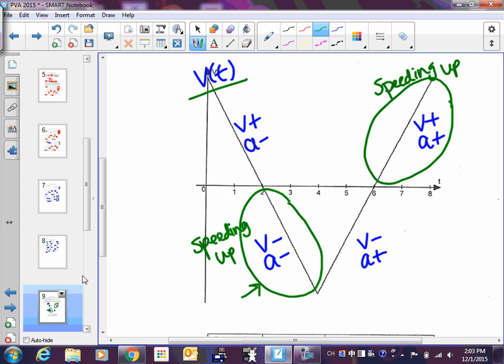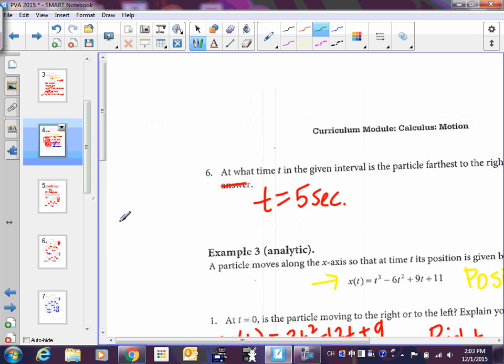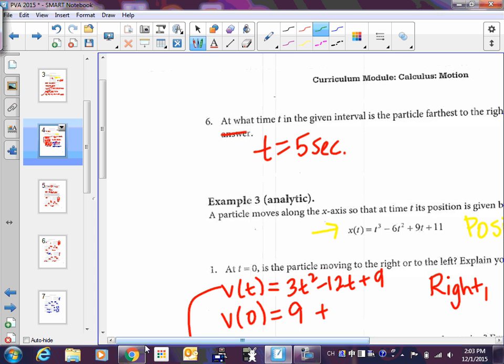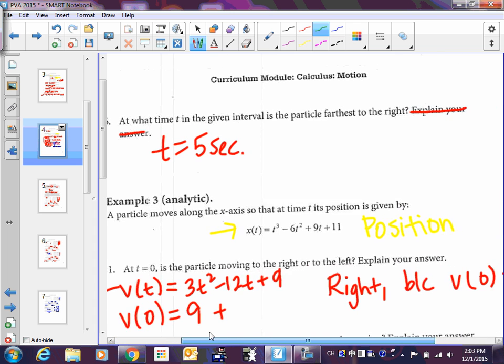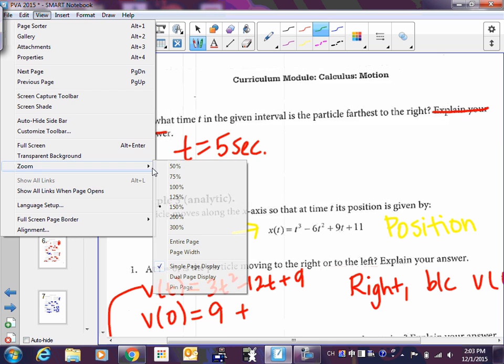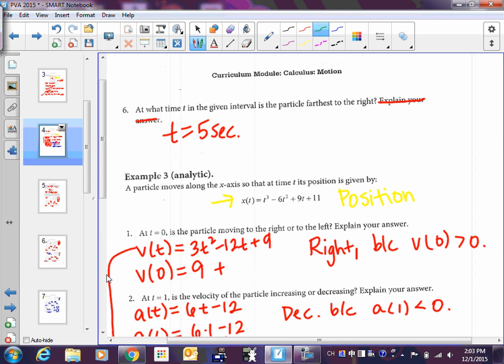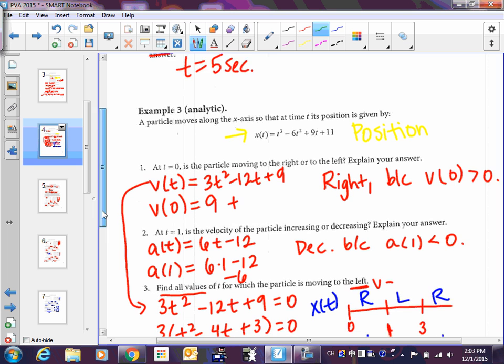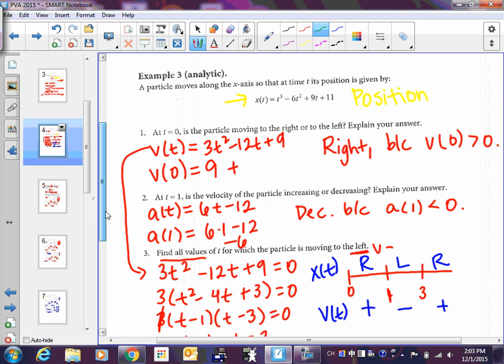Okay, so let's now go back and look at the page we left off with yesterday, if I can find it, here we go. I just want to remind you, I'm going to change the zoom here. I want to remind you of this problem that we did yesterday, and this is on page 4, I believe.